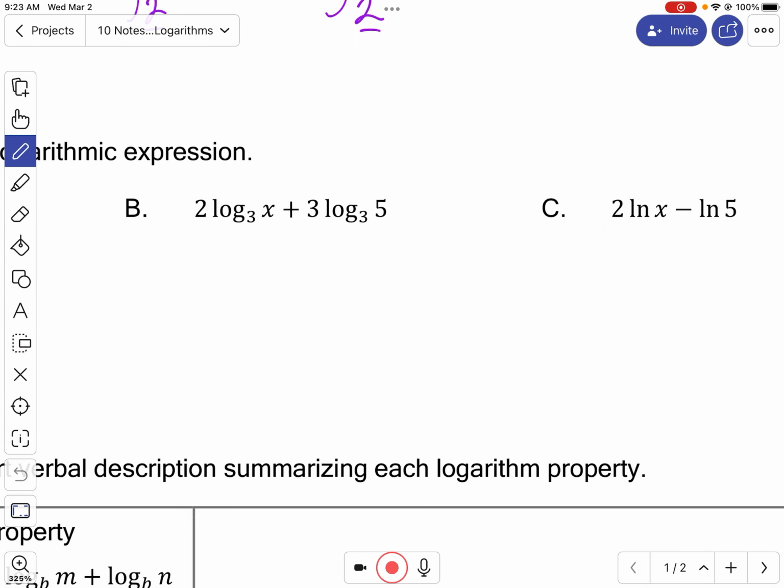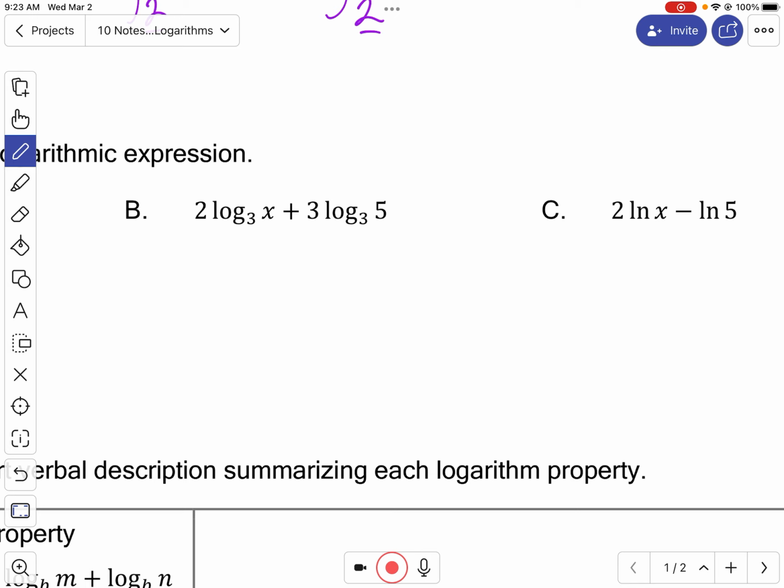Okay, so looking at part B, notice I have 2 times log base 3 of x. So I'm going to go ahead and write that as an exponent. So you're doing the opposite. This becomes x squared.